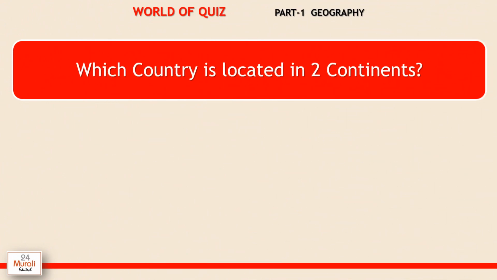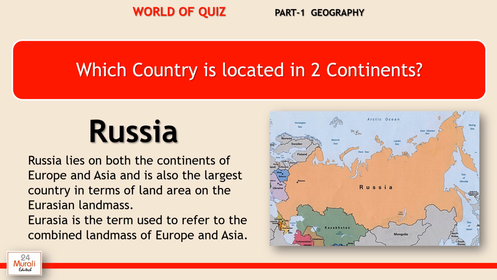Which country is located in 2 continents? Russia. Russia lies on both the continents of Europe and Asia, and is also the largest country in terms of land area on the Eurasian landmass. Eurasia is the term used to refer to the combined landmass of Europe and Asia.